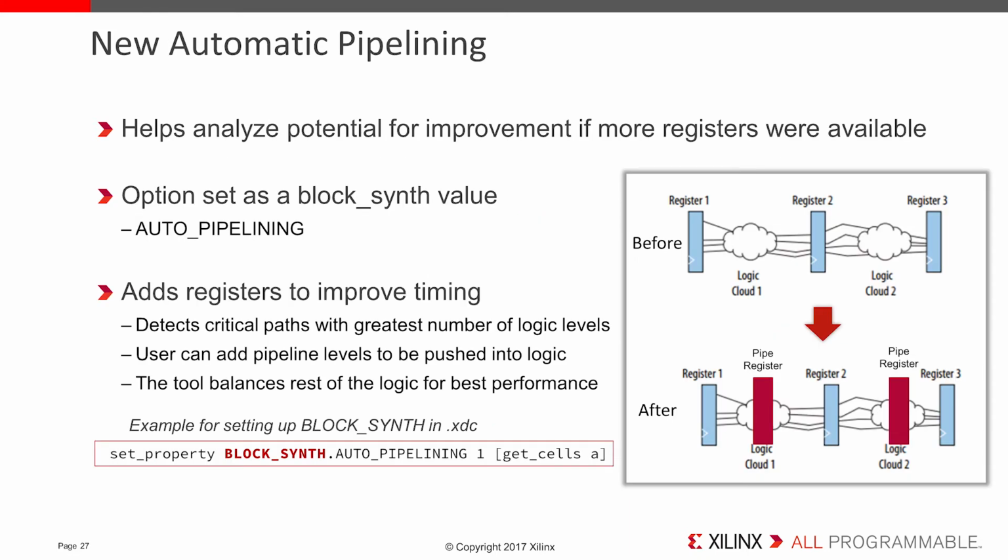Automatic pipelining can now be applied as part of the block synth property. This feature adds registers to improve timing if more registers are available. It detects the critical paths with the greatest number of logic levels, adds pipeline levels to be pushed into logic, and then balances the logic for the best performance.